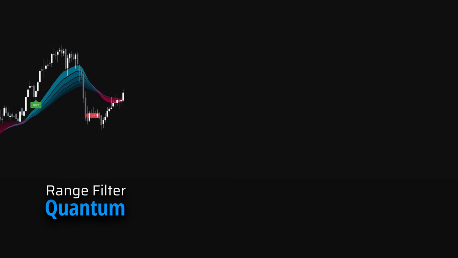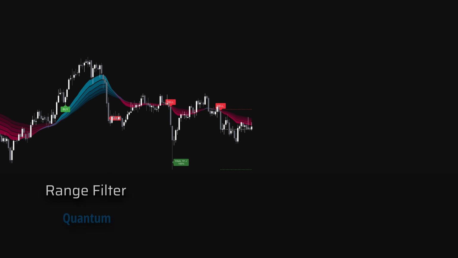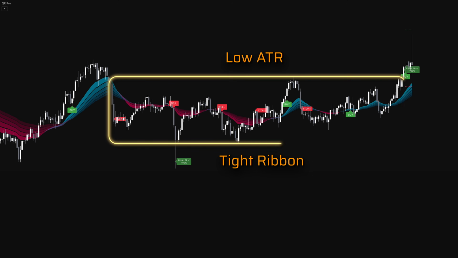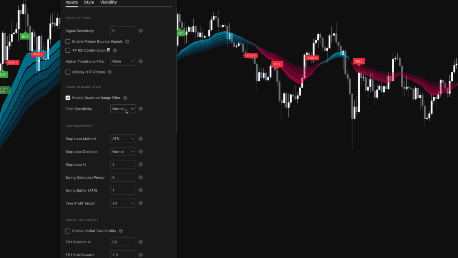This one protects you from choppy markets. The range filter analyzes 2 things: volatility ratio and ribbon compression. When ATR is low compared to its average and the ribbon is squeezed tight, the market is ranging. Signals during these conditions have higher failure rates. The filter blocks them. 3 sensitivity levels.